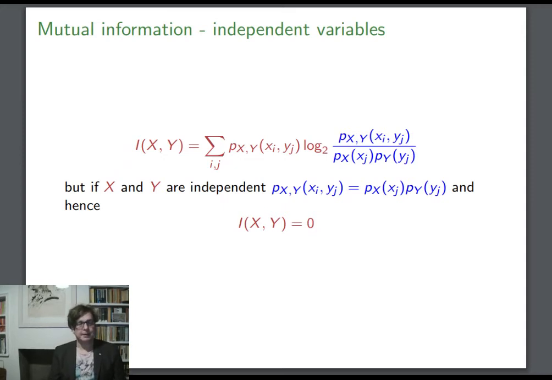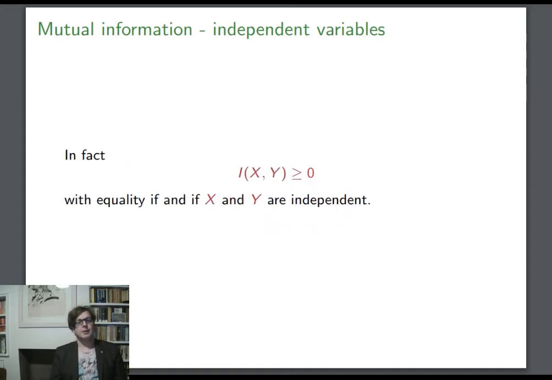If x and y are independent, then the joint distribution is just the multiple of the two marginal distributions, in which case that thing inside the log will be 1, and the log of 1 is 0. And so in the case where x and y are independent, the mutual information is 0.